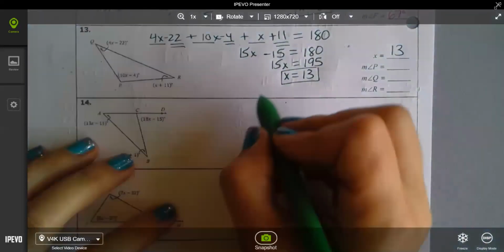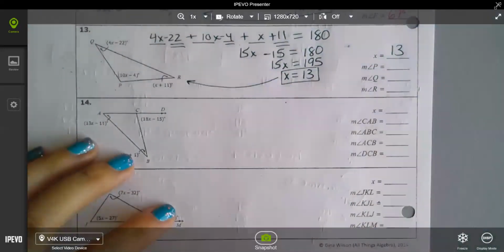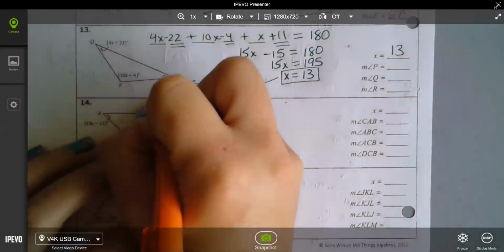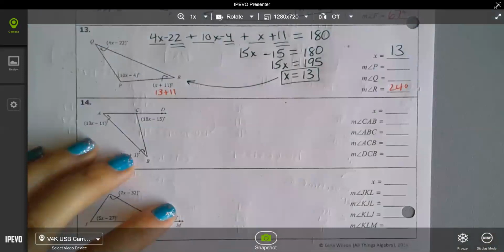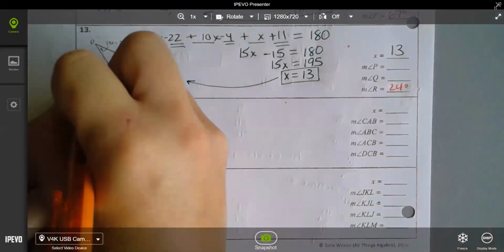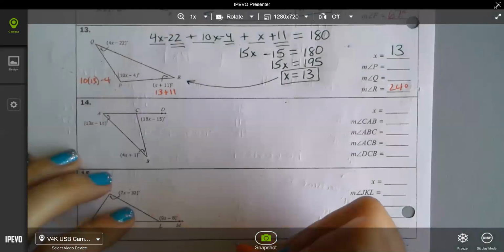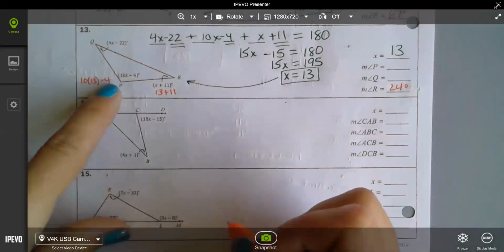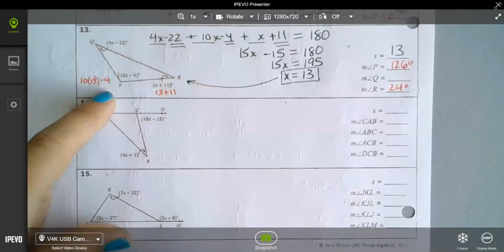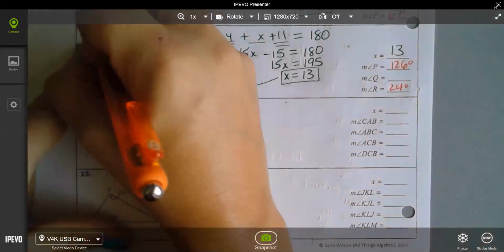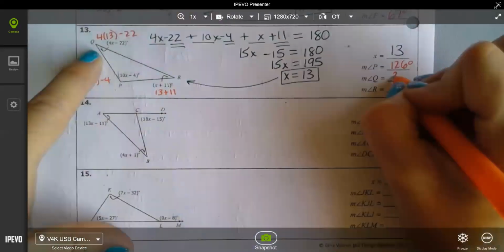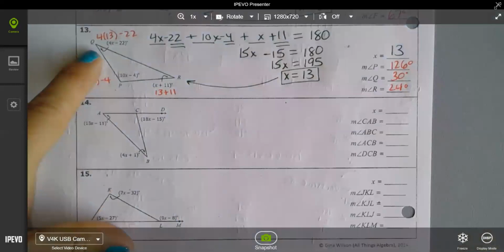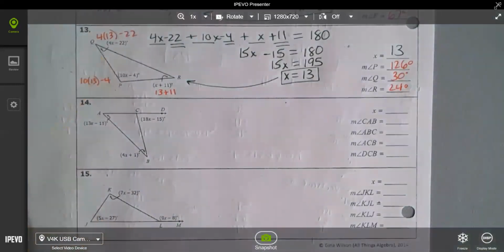Now that I know what x is, I can come back and plug it in. This one's going to be 13 plus 11. That means angle R is a 24 degree angle. And this one's going to be 10 times 13 minus 4. So that's 130 minus 4. That's a 126 degree angle. And then 4 times 13 minus 22. That's going to be a 30 degree angle. And if you add those three angles up, you are going to get 180 degrees.